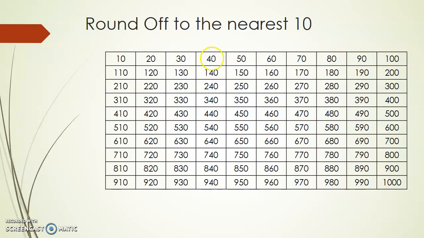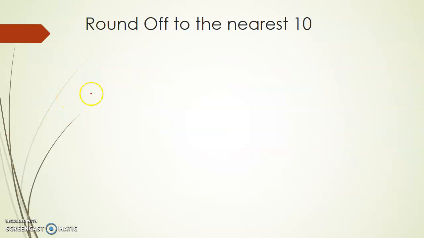10, 20, 30, 40, 50, 60, 70, 80, 90, 100, 110, 120, 130, 140, 150, 160, 170, 180, 190, 200. This is from 200 to 300 counting in tens. Similarly, all the tens counting up to 1000. So please go through this chart. If you have any doubts, please do let me know.